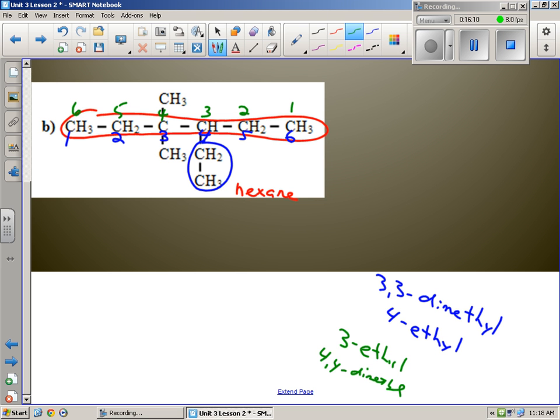Which one uses the lower numbers? 3, 3, 4, right? Are lower numbers than 3, 4, 4, correct? Not by much, but they are, right? So I got to go with 3, 3, 4. Lowest numbers, I have to use the lowest numbers. I have to get to that branch first. So the answer is, I got to go with this one here, okay? Not that one, okay?